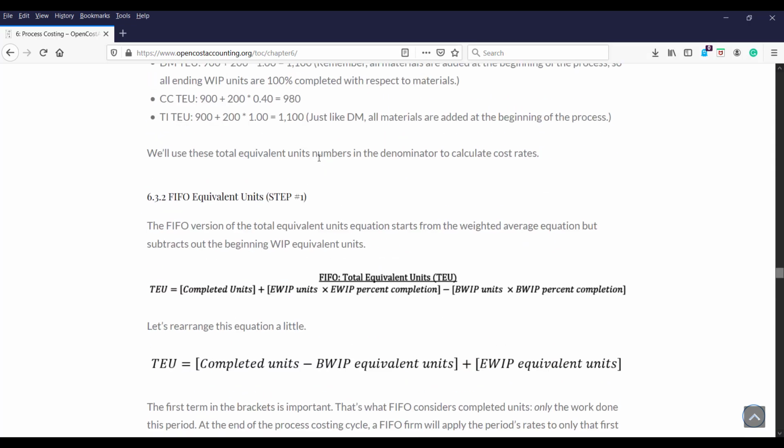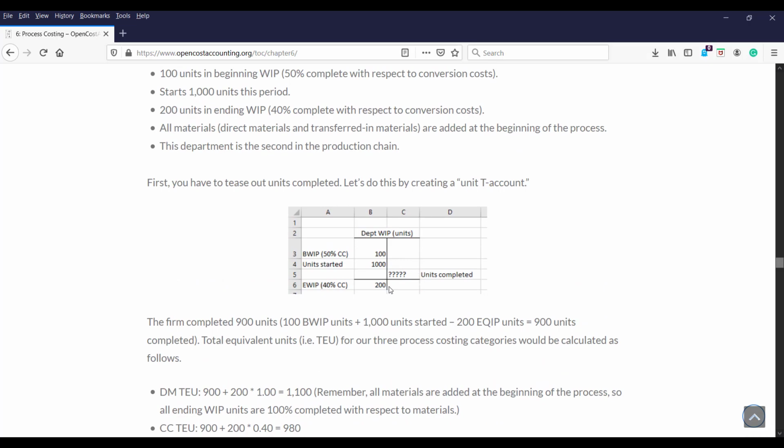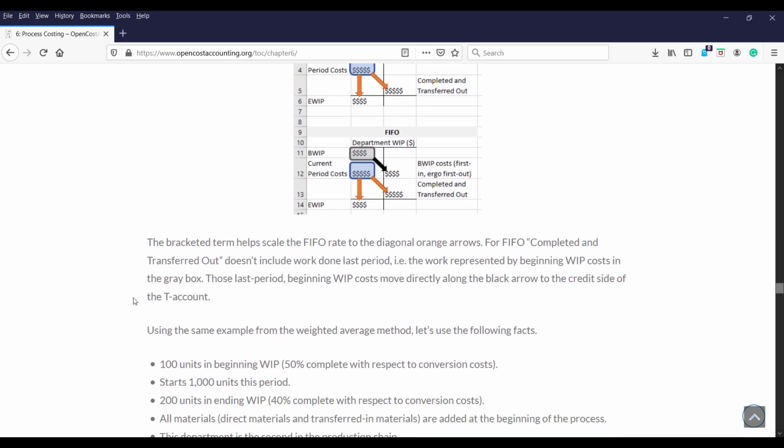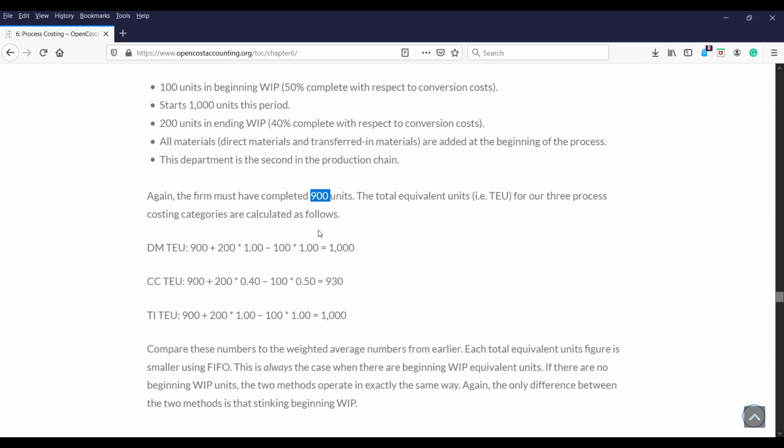Now, we know from our unit T account here that we find the plug here, and it's obviously 900. So we still have that 900 completed units. It has to have 900 completed units to make the T account balance. And so we have 900 plus our ending WIP numbers still right here, just like in the previous equations. But now we're backing out the beginning WIP equivalent units.